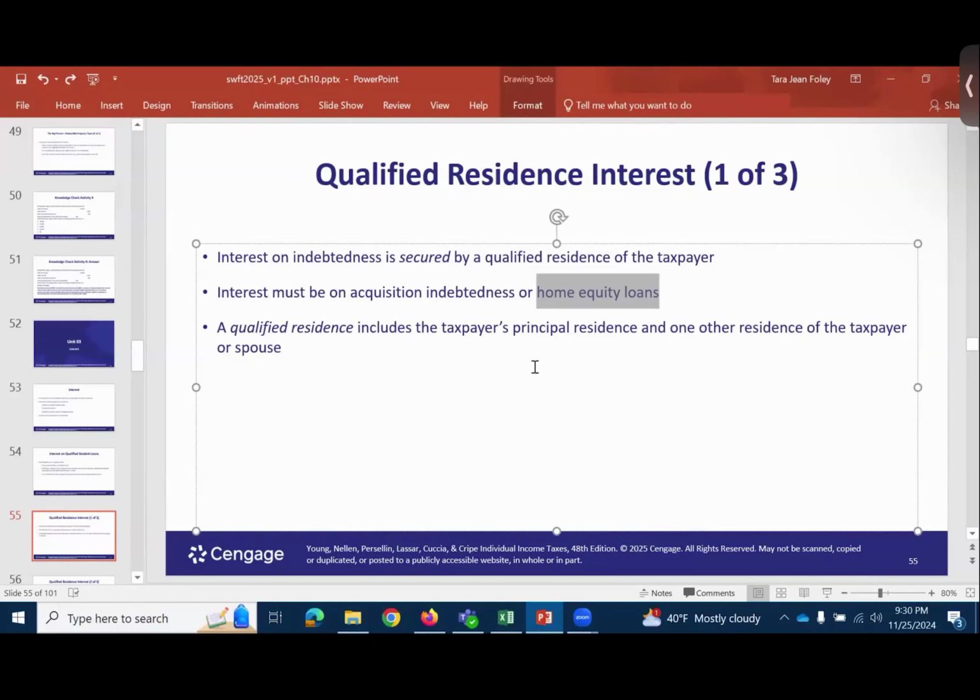But if you get a home equity loan against your house, and you use that money for putting more money into your house, like putting in a new deck or a new air conditioning or a new bathroom or whatever, that interest is deductible on your tax return. But if you get a home equity loan and you use that money to pay off a credit card or buy a car, that interest will not be deductible on your tax return. It's only when you're using it for your house.